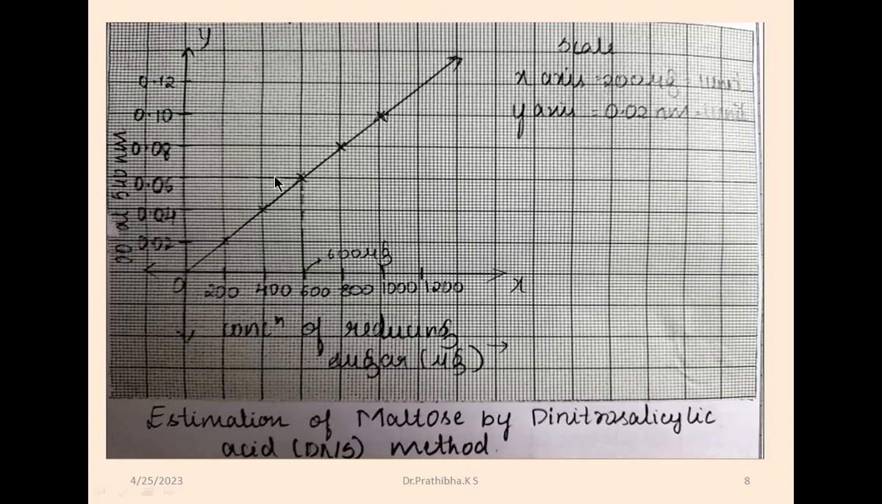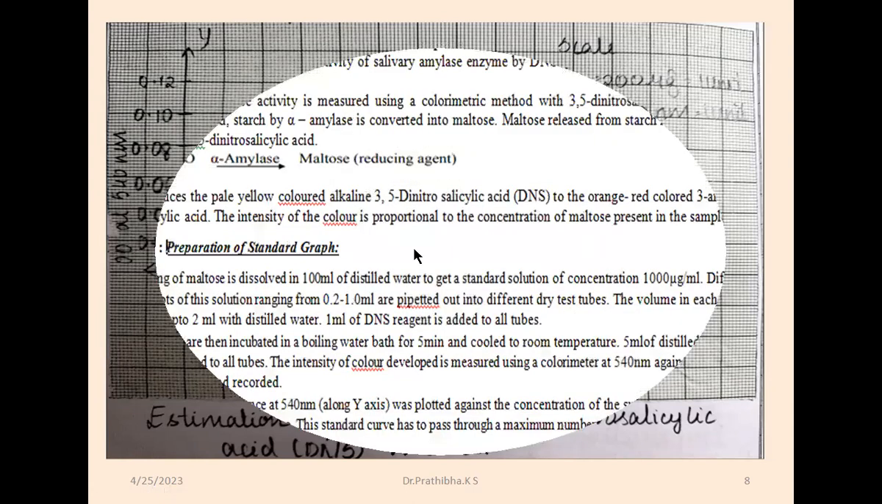Wherever this unknown touches, that will be your concentration of the maltose present in that particular given sample. So this is the 600 microgram unknown sample. So always the unknown must be plotted in dotted lines. This is about the DNS method.